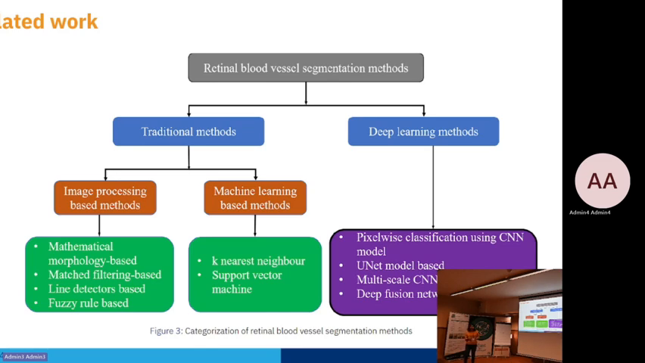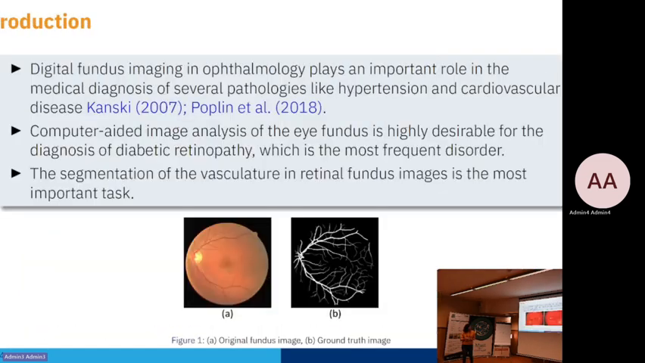In the deep learning method, we can directly give fundus images to any model. But as we know, in the medical domain we don't have a huge amount of data. Also, if you are training a supervised model, we need manual annotation. These manual annotations, as you have seen in the first slide, are a very tedious task for any ophthalmologist.